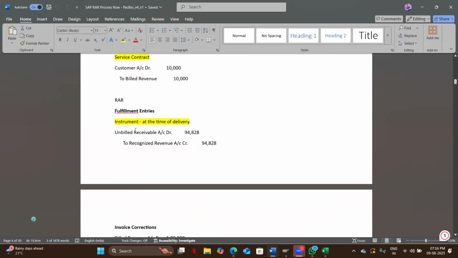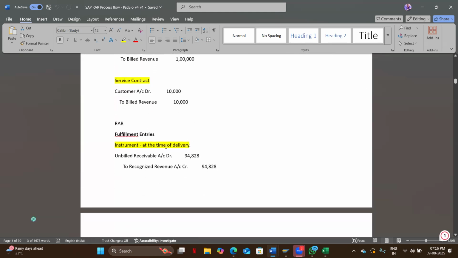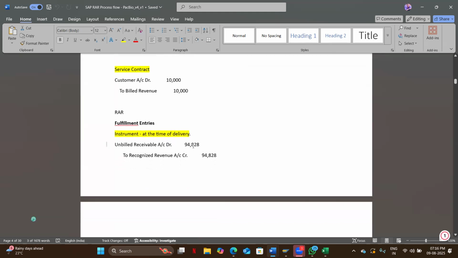Okay, so for the instrument also we have unbilled revenue, because the customer has not yet paid. So that is the reason how much needs to be recognized as revenue is calculated based on allocation from the RAR perspective. If we look from the SD perspective, sales and distribution, we can directly recognize whatever the transaction price is, but in RAR we need to focus on the allocation price.